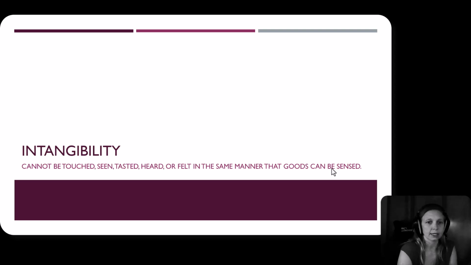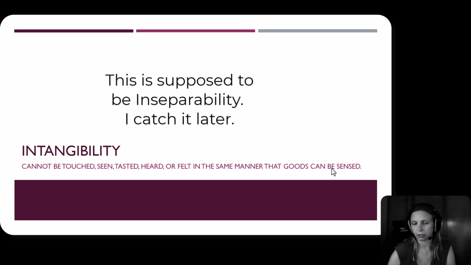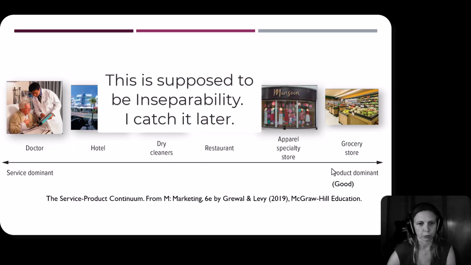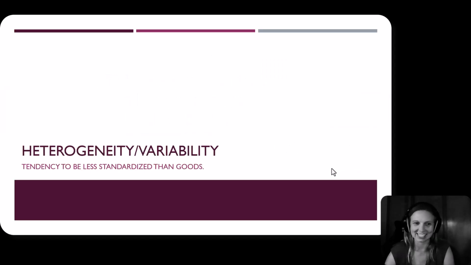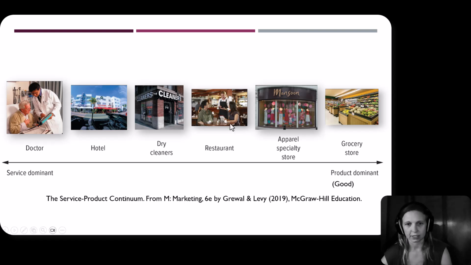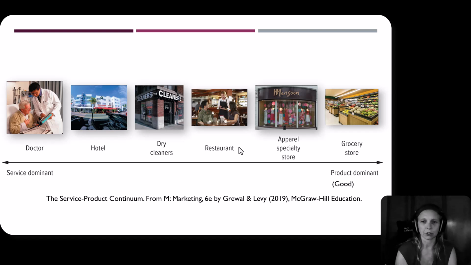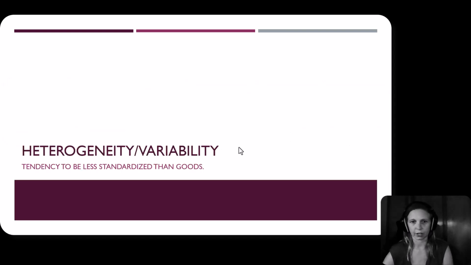Another feature is intangibility. So hold on. We have two intangibilities. 1 second. Next is heterogeneity and variability. This is the tendency to be less standardized than goods. So when you go, we'll go back here for a second, you go to a restaurant. Every experience, if you go to that restaurant every week, there will be some things that are similar, and then there will be some things that are different. It's not exactly the same every time that you get it. So there is more room for the experience to have some variation.